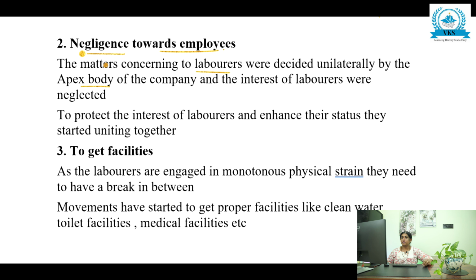The matters concerning laborers, that is their problems and issues, were decided unilaterally by the apex body of the company. So when this happens, the interest of laborers was neglected. To protect their interest and to enhance their status, they started to unite together. So that was the second cause, negligence towards employees.